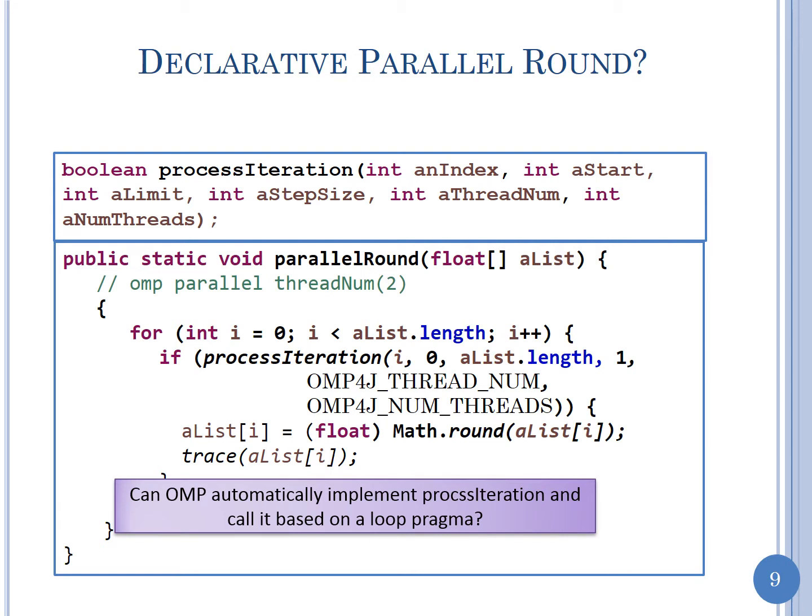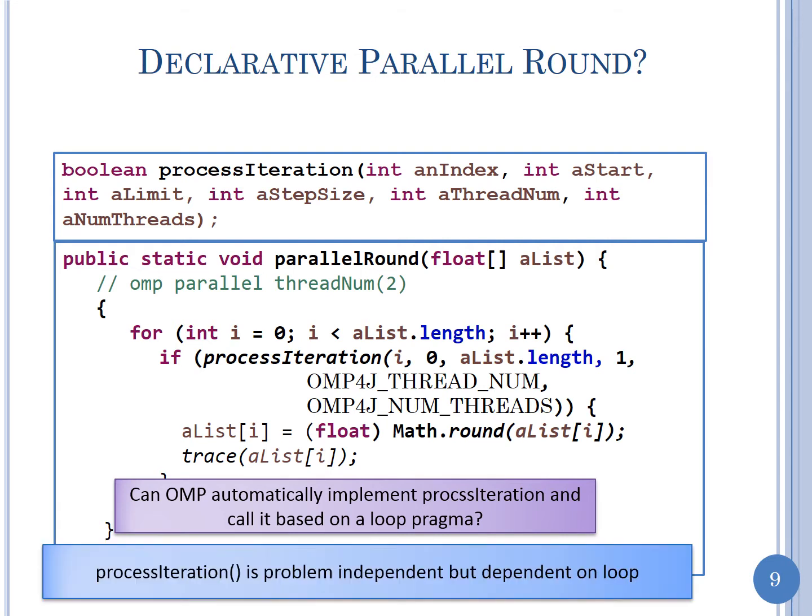Can OMP automatically implement process iteration and call it based on loop pragma? So like using this operation, if we go back to the rounding and summing example, why don't we have like, well, if you're going to write this in a single for loop to round and sum the numbers, you could iterate through the array like NJ was saying earlier. First you round and then you add it to the sum. Why don't we do a process like that using this process iteration?